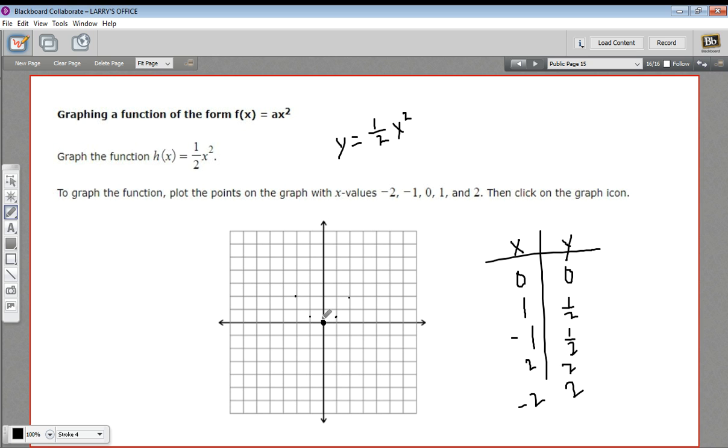And once you've got that many points, you can start to see the shape of your quadratic. It's this U shape that gradually slopes upward. And you can just draw in the arms like so. So that is how to graph this quadratic function.